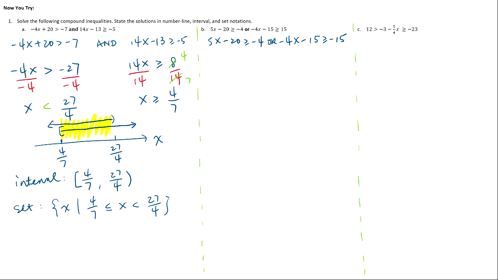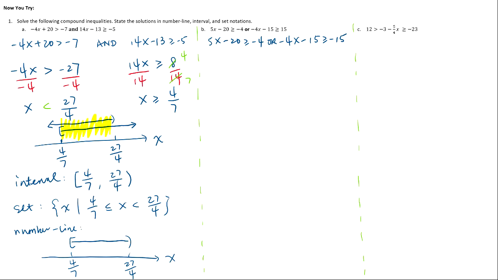Lastly, if we want to use number line notation, we can just simplify the representation a little bit. With the number line we already have, we get 4 over 7, 27 over 4, and we want everything in between. It starts with a bracket and ends with a parenthesis, which matches exactly what we have for the interval notation. And that's how we would solve the first one. Whenever you're ready, we can move on to the second one with a similar process of solving individual inequalities first.